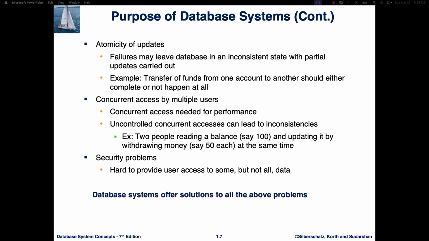Concurrent access by multiple users. In many database systems, multiple users need to access and modify data simultaneously. This concurrent access is crucial for system performance, especially in large applications like banking, e-commerce, or social media platforms. So, the issue: uncontrolled concurrent access can lead to inconsistencies.